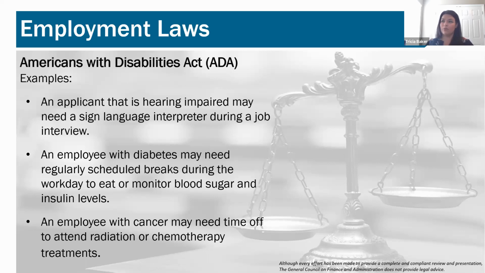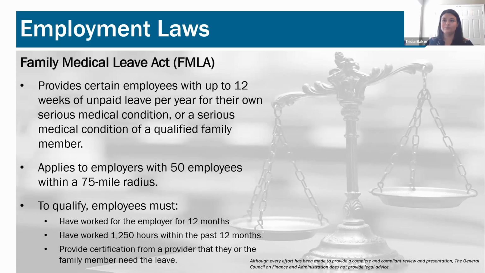Another example may be an employee with diabetes may need regularly scheduled breaks so that they can step away and have some food or monitor their blood sugar, or an employee with cancer may need time off to attend any sort of radiation or chemotherapy appointments. So these are just some examples of things that employees or applicants could request. And then you may or may not be able to accommodate those as an employer. But again, these are all pretty reasonable. So it would be very difficult for you to say that you could not accommodate these specific types of requests.